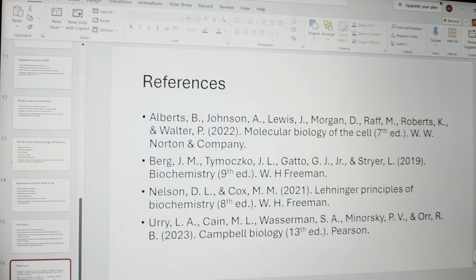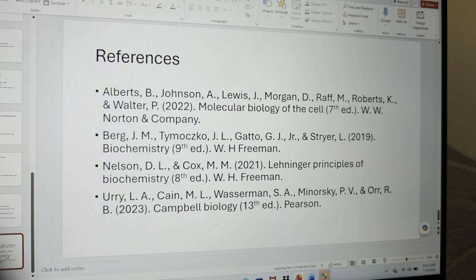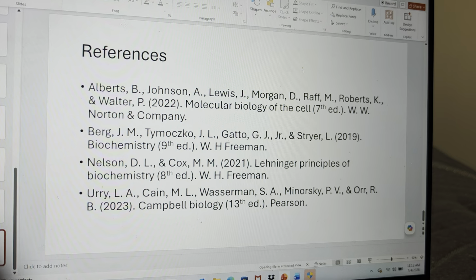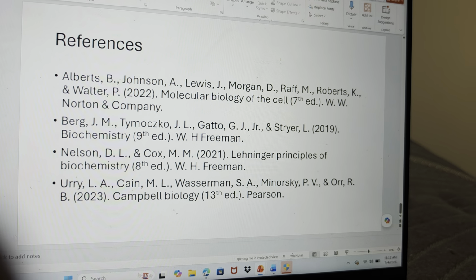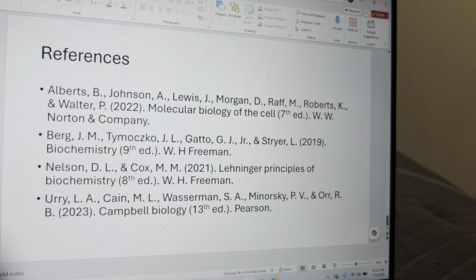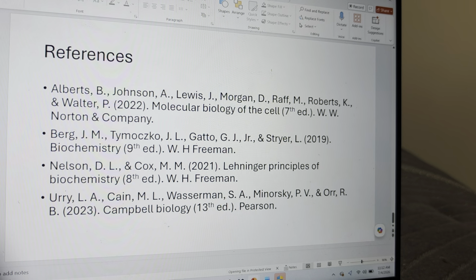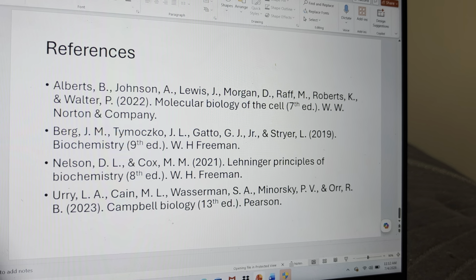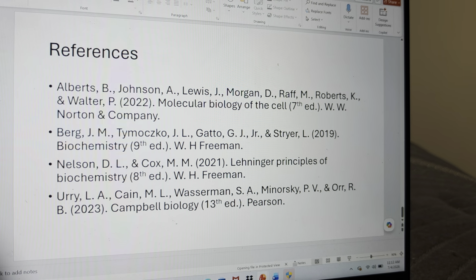My scholarly references can be seen from the following scholars: Albert B. Johnson, Bruce J. M., and Nelson D. L. and Cox, Principles of Biochemistry.